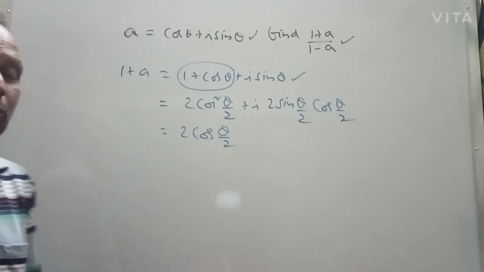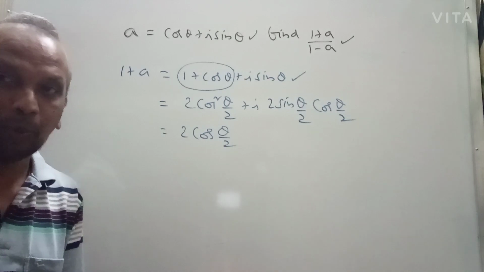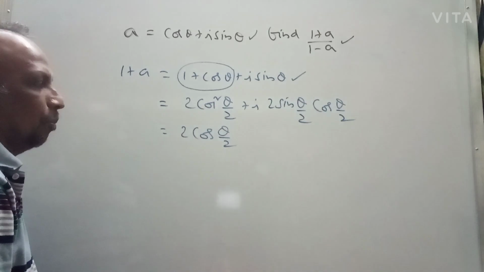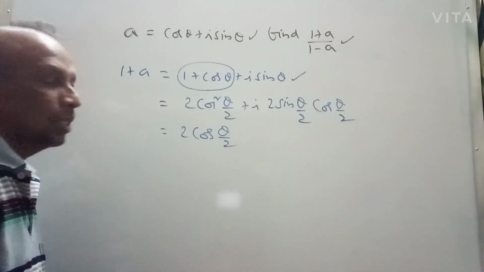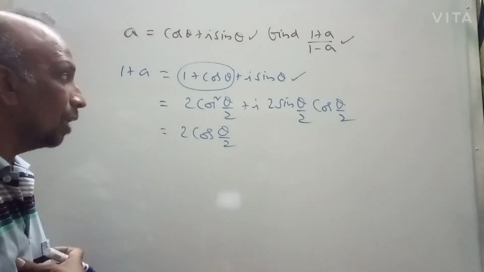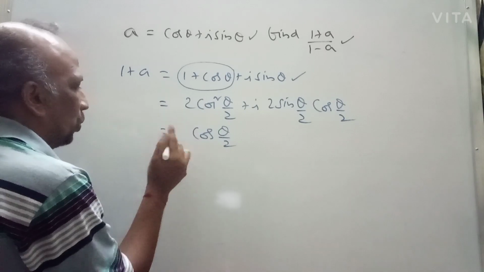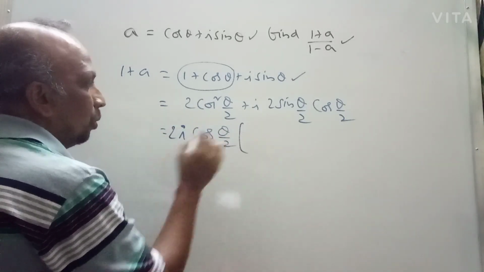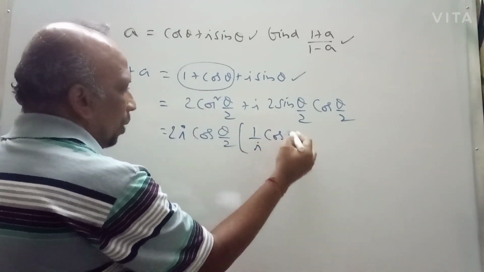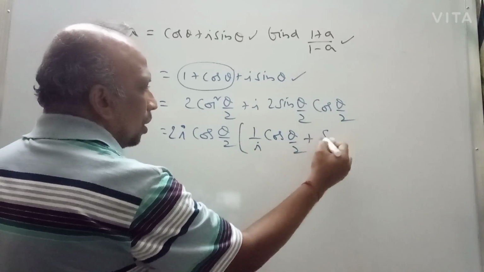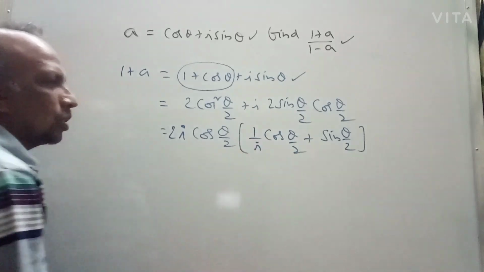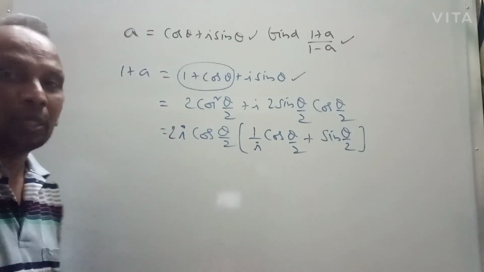So here you can see, to simplify the numerator and denominator. Suppose I have taken 2 cos theta by 2, it will come cos theta by 2 plus, you will get i sin theta by 2 common. So for my convenience, if I take 2i cos theta by 2, it will come 1 by i cos theta by 2 plus sin theta by 2, right? We will get like this, 1 by i cos theta by 2 plus sin theta by 2. This is 1 plus a.